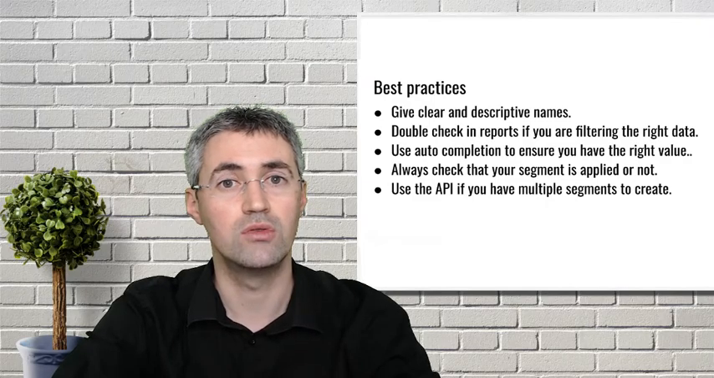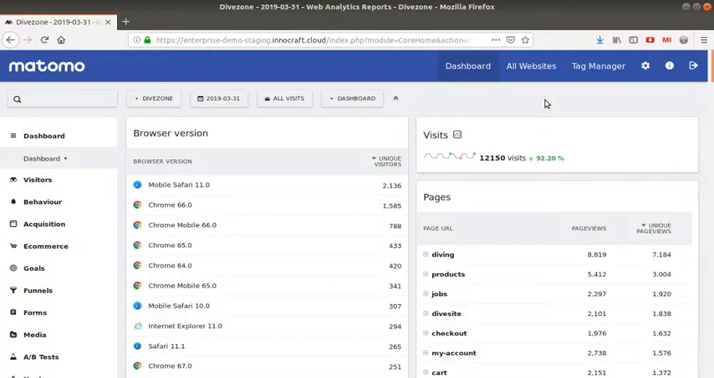Let's now see how to use segments within the UI of Matomo. Okay, so now we are on the dashboard of Matomo, and as you can see we have a lot of data here, and there is one button here named All Visits. If you hover your mouse over it, you will see a little pop-up saying choose a segment, and the currently selected segment is All Visits. What it means is that on the current dashboard that we are looking at, all visits are applied.